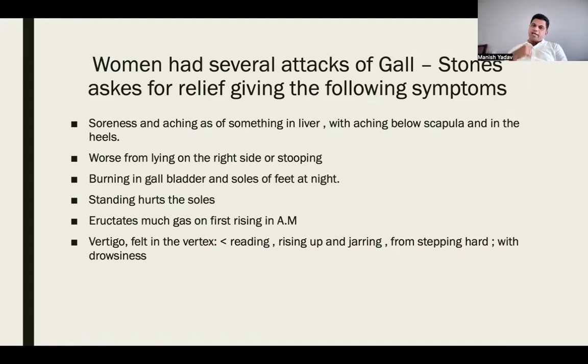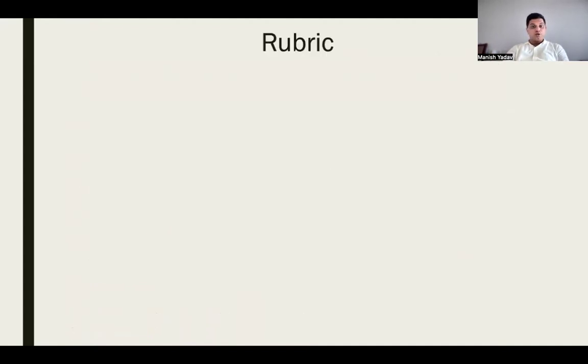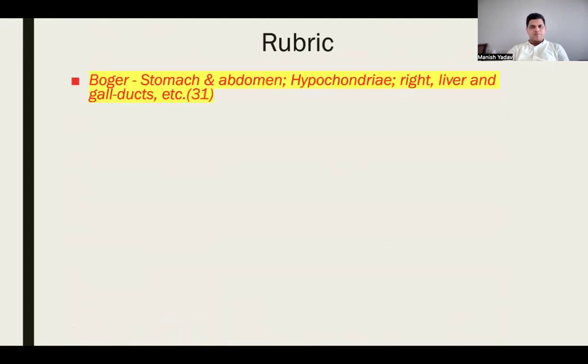Now the vertigo is aggravated by reading, rising up, from stepping on hard. And what is written there? With drowsiness. So along with vertigo, there is a lot of drowsiness. This is a concomitant symptom. This is also part of the modality chapter. The number one, the first paragraph. So vertigo with drowsiness. Very important. Impatient, aggravation: noise, stooping, standing, starchy food. Starchy food again means liver is affected. Amelioration: open air. So what are the rubrics now?